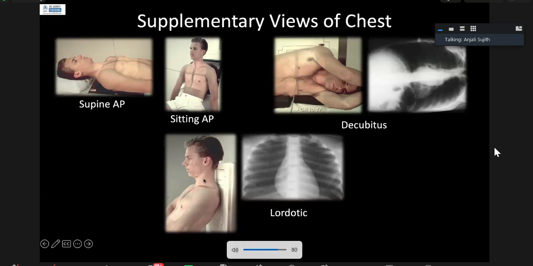Something more to show was the lordotic view. Lordotic view is again a special view, where this is how the patient is positioned. This is a special view to look at the lung apices in particular.